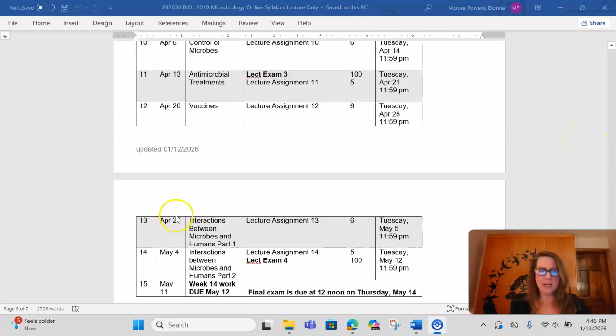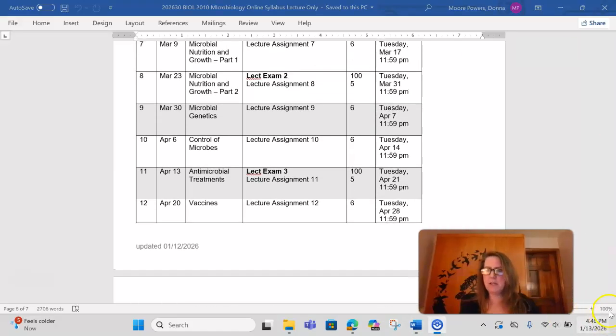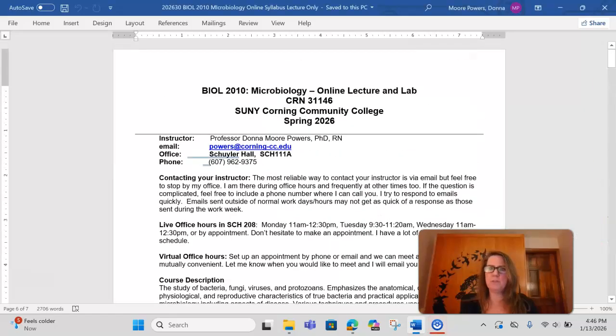I want to scroll back up, and I don't mean to make you dizzy, but I want to go over where you can find me. Remember, I said I like to be called Professor Powers. You can see my full name there. My email is just my last name. And then I'm in Schuyler Hall in a suite of offices with some other biology faculty. Dr. Coble, our department chair, is next to me, and then Dr. Franklin, and then Professor Pendel. So that's where I'm at.